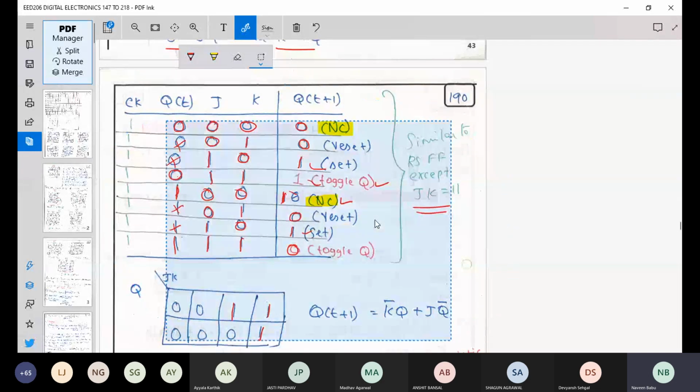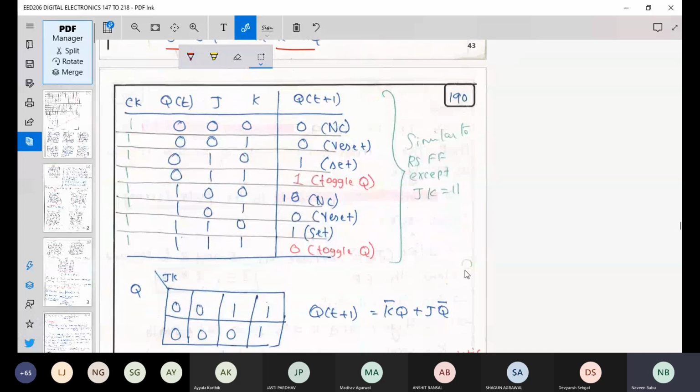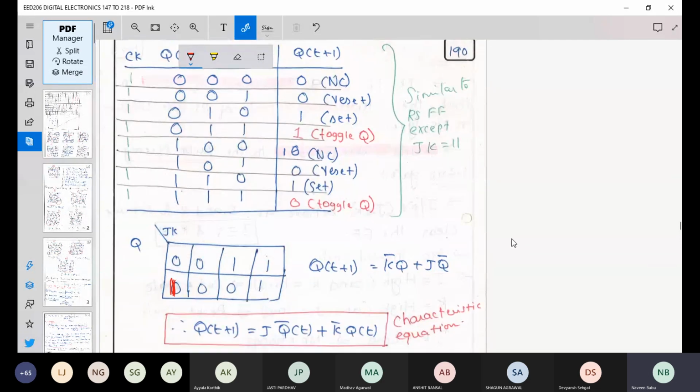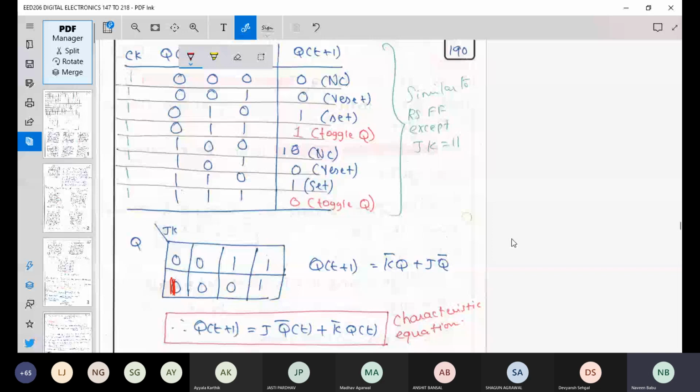Now this is easy to do. So this combination and then this combination, but the Boolean characteristic equation will be the same. K bar Q plus J Q bar. So your characteristic equation in terms of next state is Q of t plus 1 is J Q bar of t plus K bar Q of t.